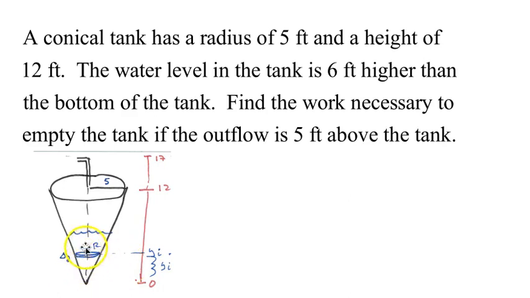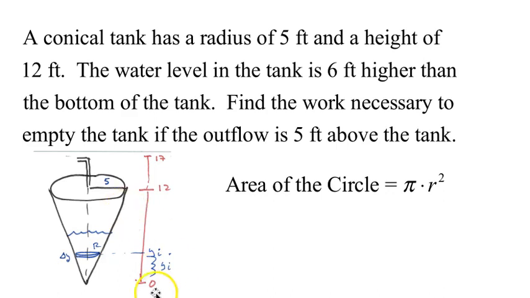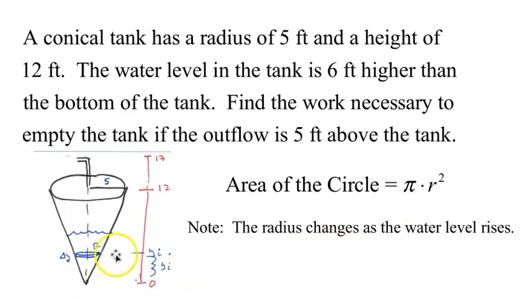The radius changes as we move up and down this cone of water. So yes, we know that the area of the circle is pi r squared. But unlike our first two examples, the radius changes. So we need to be able to figure out some sort of a relationship. So I'm calling y sub i the distance from the ground, the distance from the 0 point. So as the water level rises, as y sub i increases, the radius changes, and we need to figure out some way to describe that.